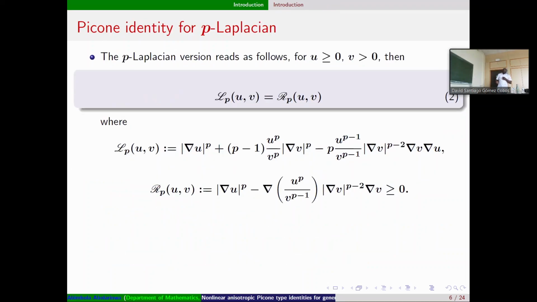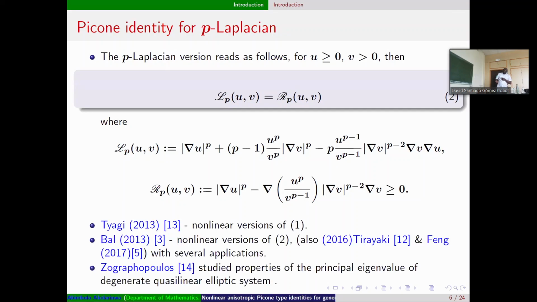So this is the proof for the p-Laplacian. They have L(u,v) and R(u,v), where u is non-negative and v is strictly greater than 0. If you have this L(u,v) and R(u,v), then they are equal, and they also proved the non-negativity of this quantity. After that, we have a lot of extensions and improvements. The nonlinear version of the Laplacian case was proved in 2013 by Yang, and some other papers followed. Then Bal in 2013 also proved a nonlinear version of this, and other papers follow as well.